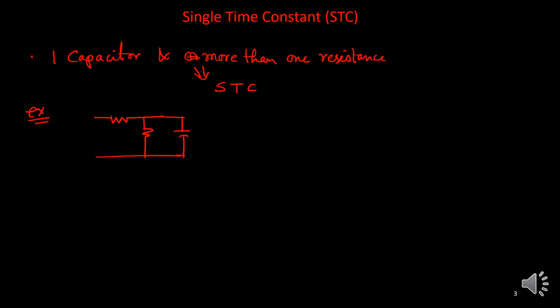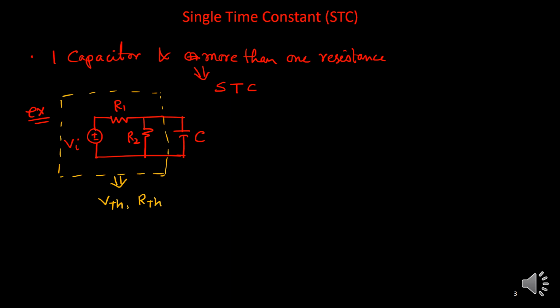Okay, this is the input voltage Vi, this is R1, this is R2, and this is capacitor C. Now can I reduce this circuit a little bit? Obviously we can do it. What we can do? We can consider this network. First, we can reduce this by its Thevenin equivalent, VTh and corresponding RTh.